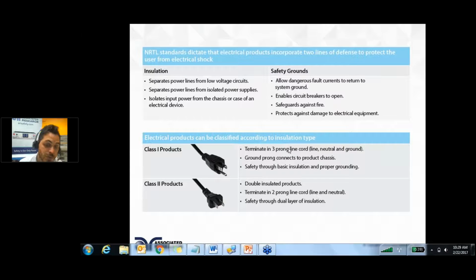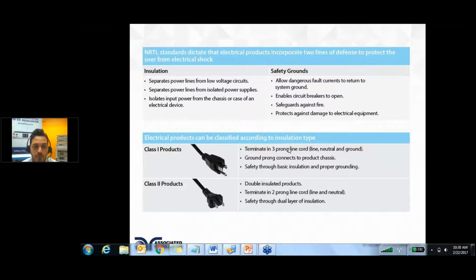Speaking of technical information, here's something that standards abide by, right, or are separated by these two different types of classes. NRTLs, which stand for Nationally Recognized Testing Laboratories. So their standards dictate that electrical products incorporate two lines of defense to protect the user from electrical shock. So what's the first line of defense that every product has? That's insulation, right?